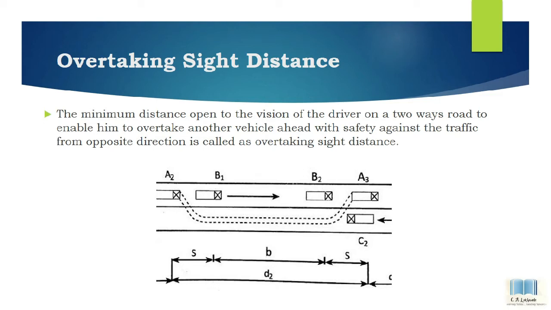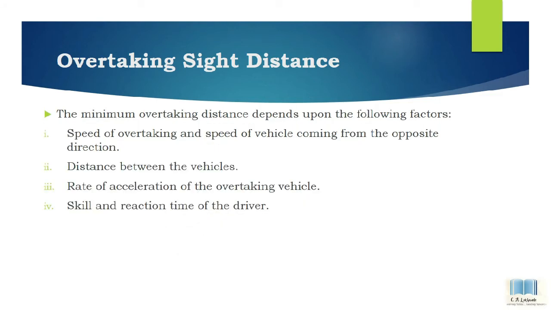Now see the factors which depend upon the overtaking sight distance. The first factor is the speed of the overtaking vehicle and the speed of the vehicle coming from the opposite direction. This speed is one important factor for overtaking sight distance.